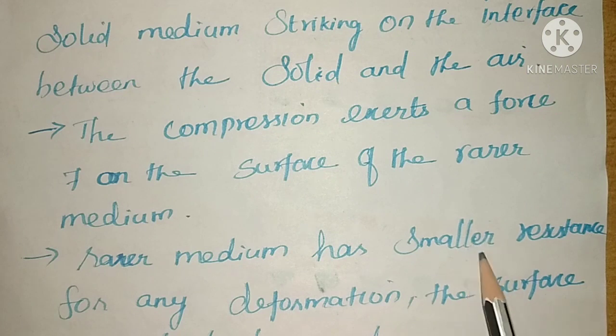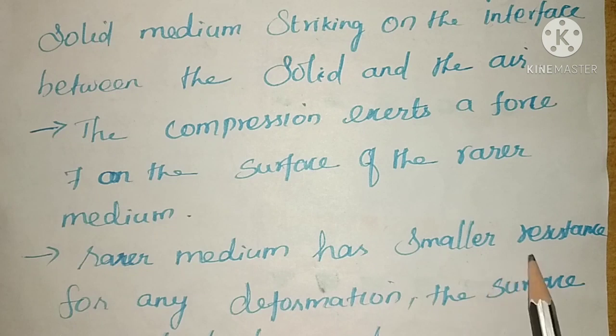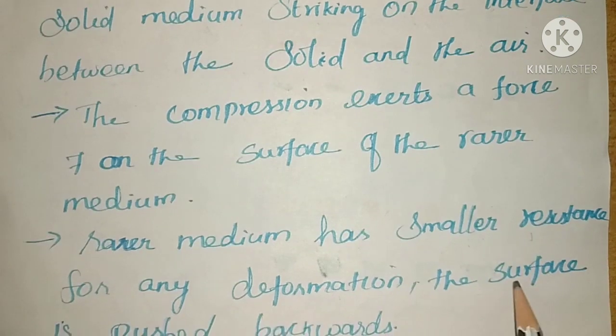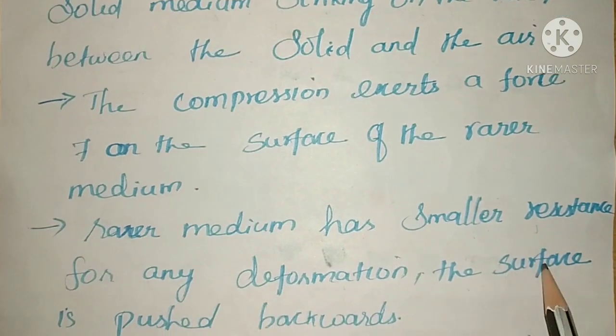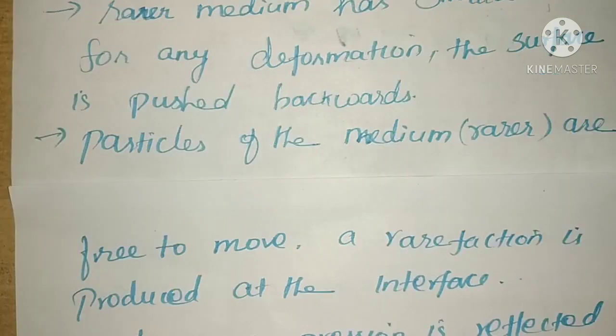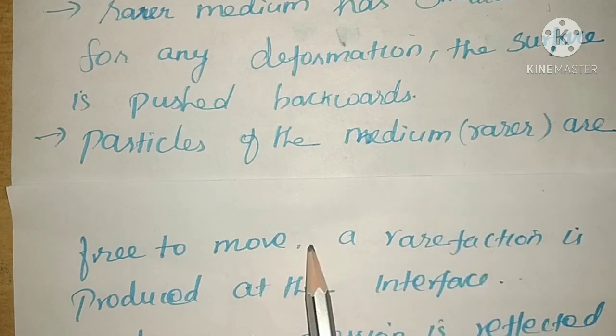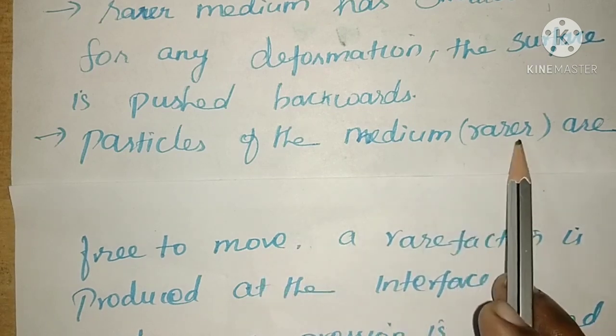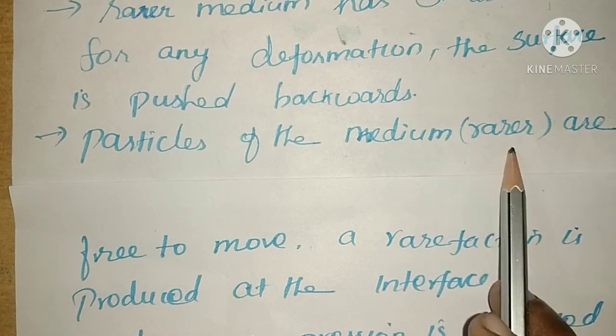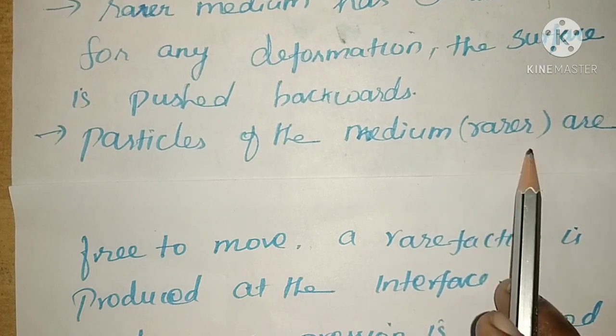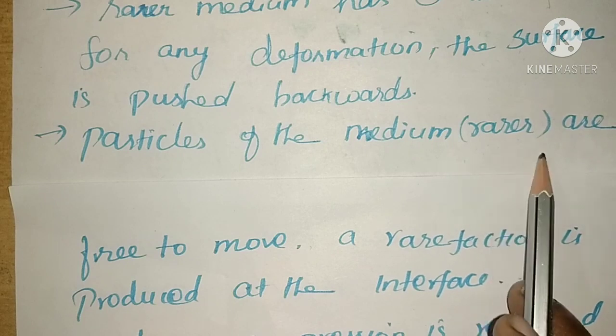So a rarer medium will exert less pressure, isn't it? Rarer medium has a smaller resistance for any deformation, so the surface is pushed backwards. The particles of the medium, that is in the rarer medium, are free to move. Rarer medium, you already know, is loosely packed. The particles are loosely packed, isn't it? So they can move easily.